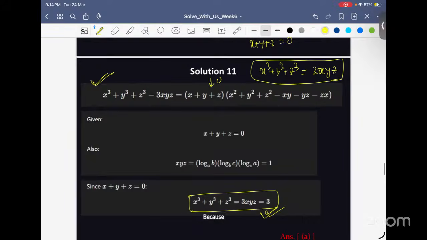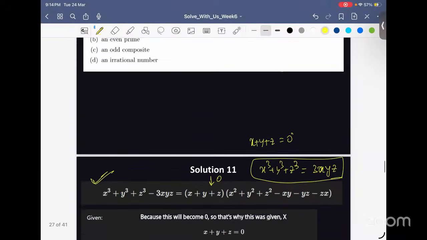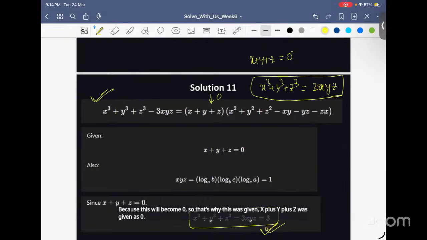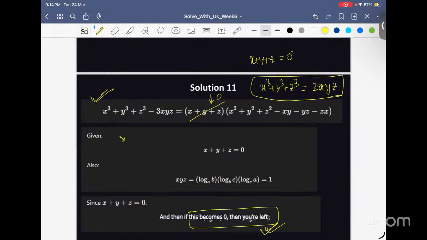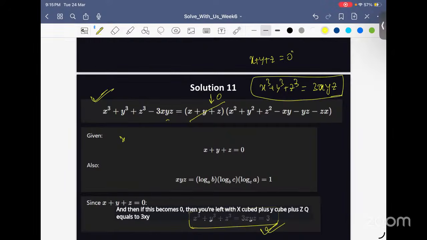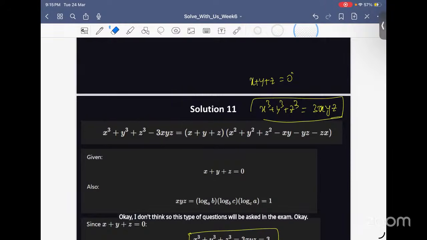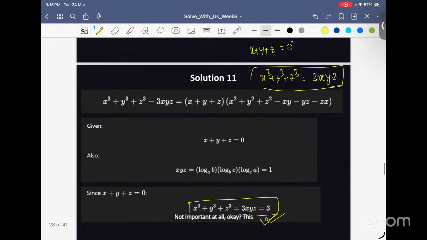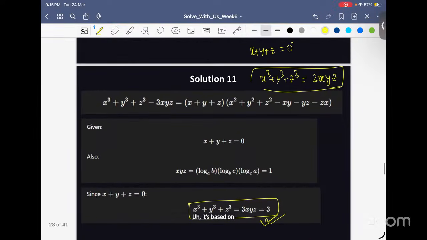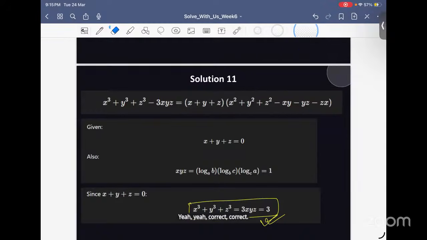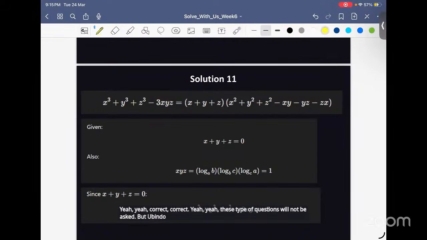Because this will become 0, that's why x plus y plus z was given as 0. And then if this becomes 0, you're left with x cube plus y cube plus z cube equals 3xyz. I don't think this type of question will be asked in the exam. Not important at all. I think this formula is based on some identity from the ninth or 10th. Yeah, correct. This type of question will not be asked, but even if it was given, you can just get it.